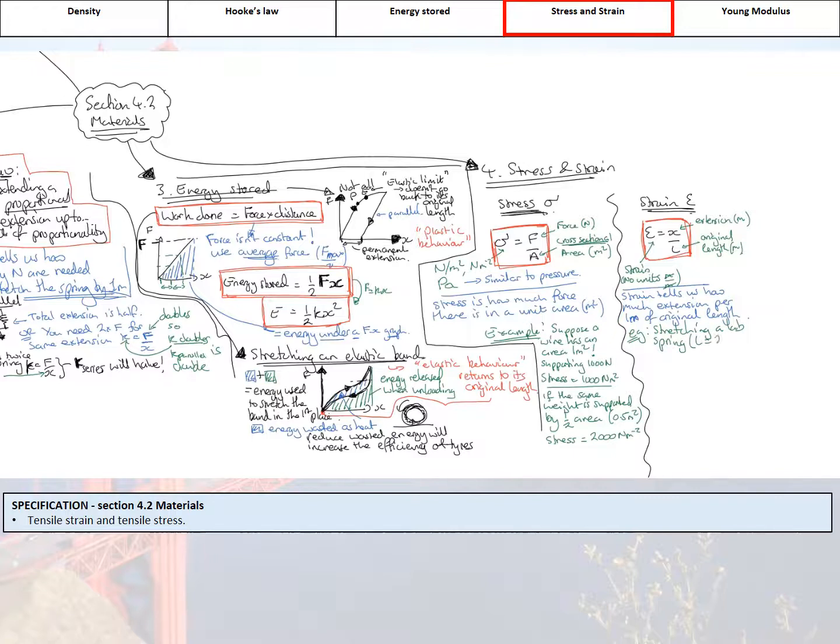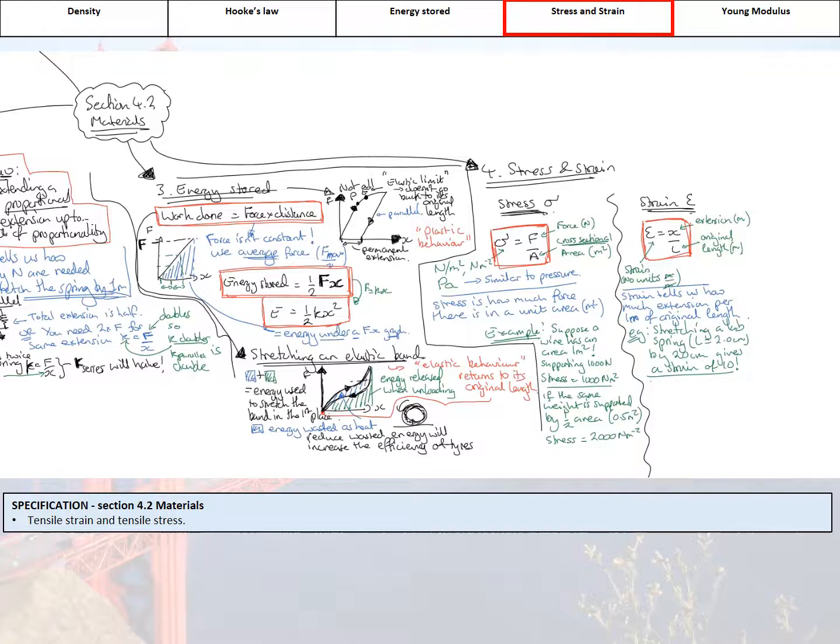original length about 2 centimeters, extended by 20 centimeters gives a strain of 10, which tells us that the extension is 10 times what the original length is. The total length of the spring, if it's got 20 centimeters of extension and was 2 to start with, is now 22. So that gives us an idea of the kind of strains involved in a laboratory spring, but let's compare that.